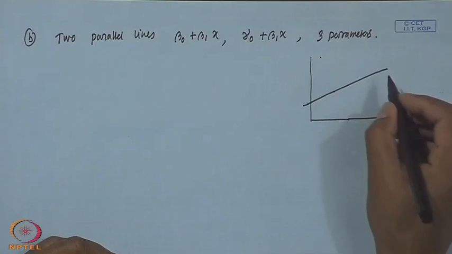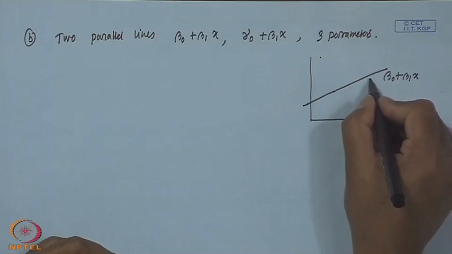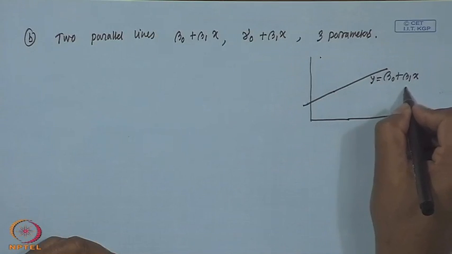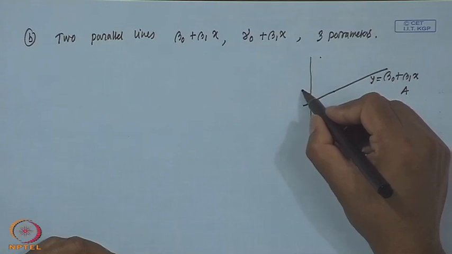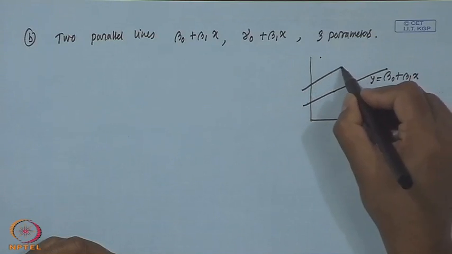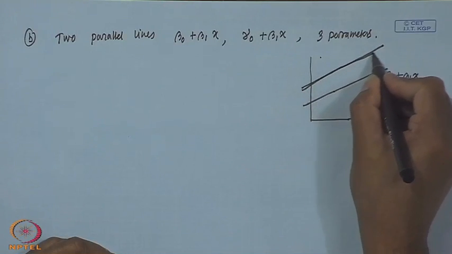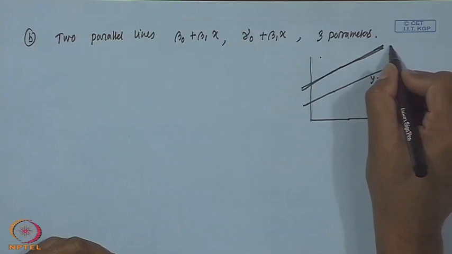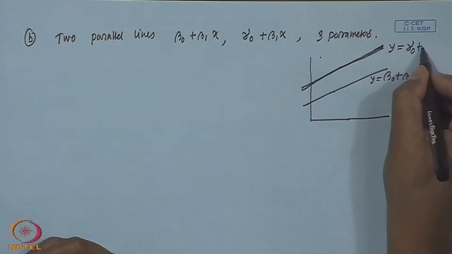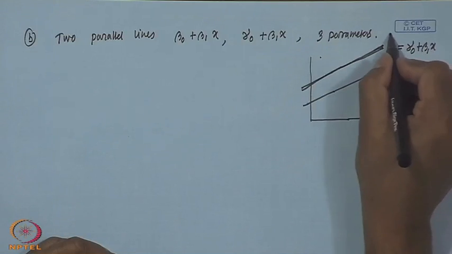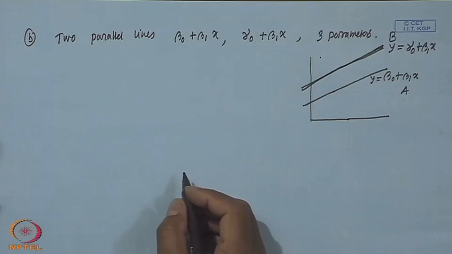Suppose this is my line, y equal to beta naught plus beta 1 x. This is for the first set, say A. And I am fitting another line with the same slope. These two are parallel: y equal to gamma naught plus beta 1 x for set B. So, this is the second possibility.